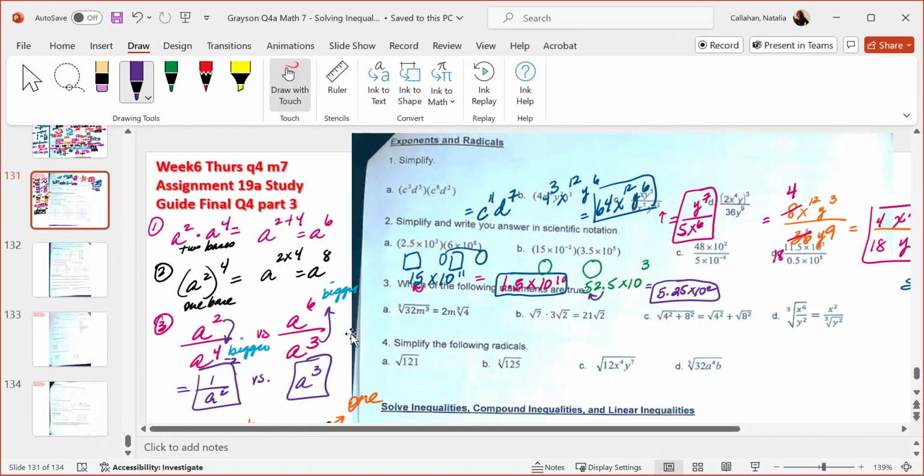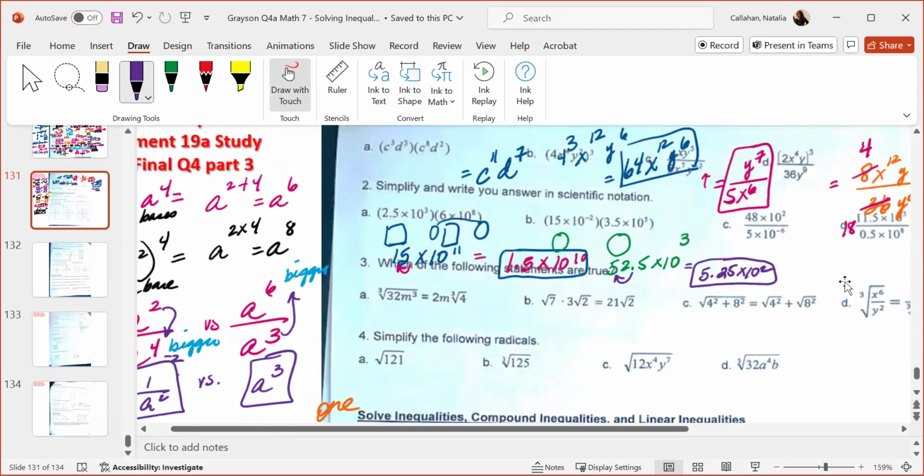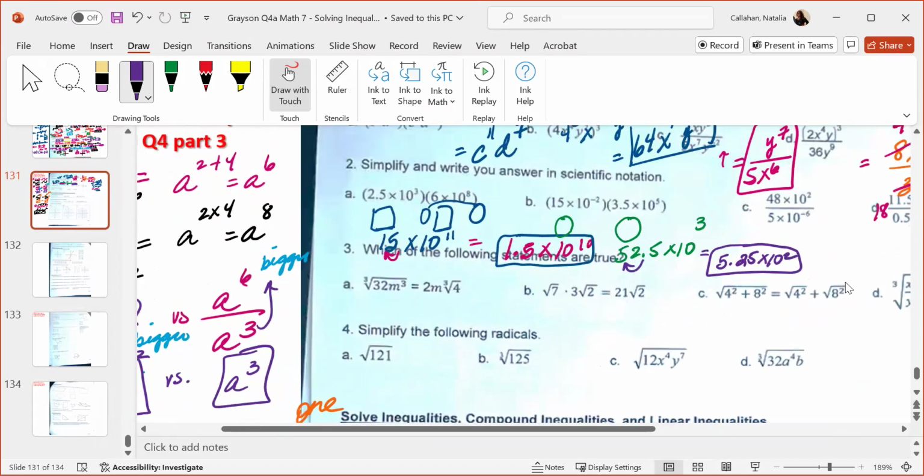So this is part 3 of the study guide for quarter 4, 7. All right, let's take a look over at 3A.